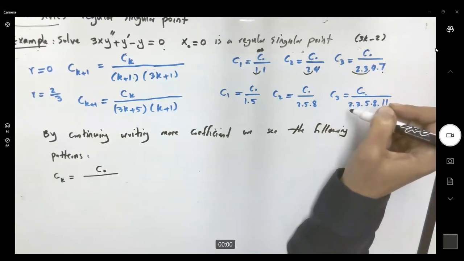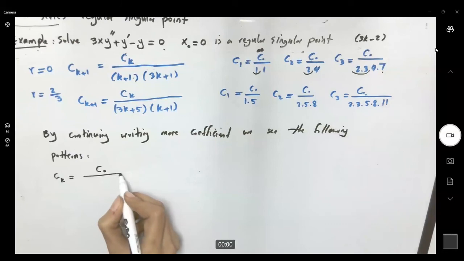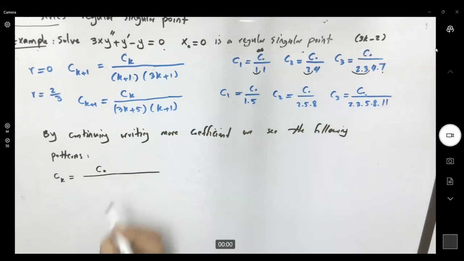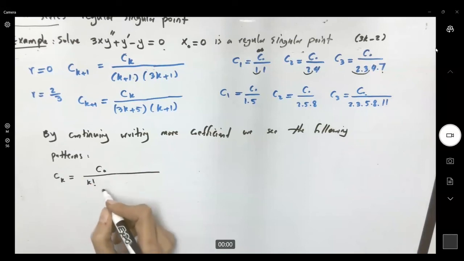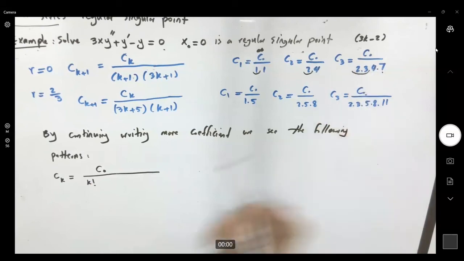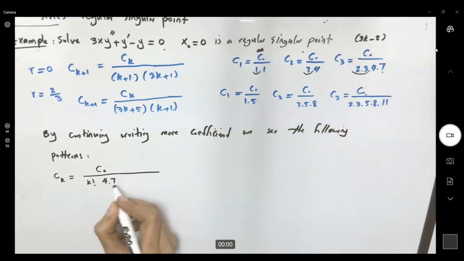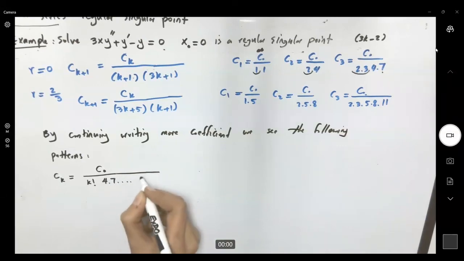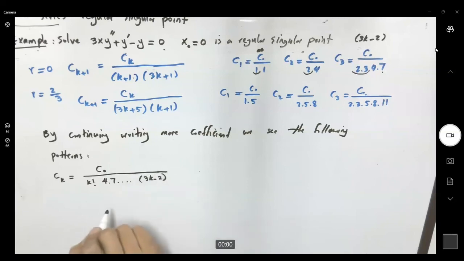Okay, perfect. So it seems like I have the following case. I have C sub 0 divided by, let's just write down K factorial, then we can generalize the idea. K factorial times 4, 7, multiplied by 3K minus 2. This is from the first formula.